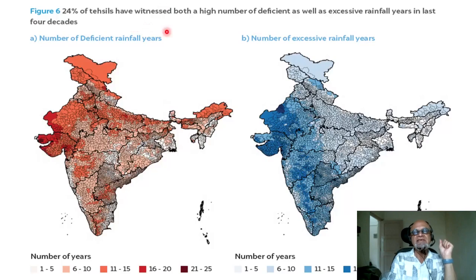24% of the tehsils have witnessed both a high number of deficient as well as excessive rainfall years in the last 4 decades. So you have deficient years and excessive years. So you can see large parts of this region here and these regions here. Many of these are semi-arid. If you go to northeastern Karnataka and eastern Maharashtra, you get into semi-arid regions, whereas coastal regions are very wet, of course.